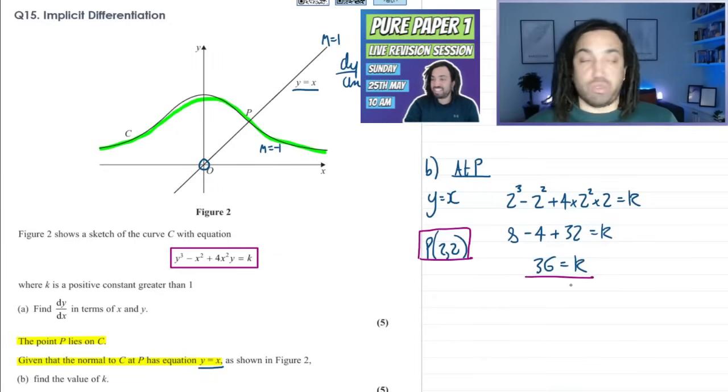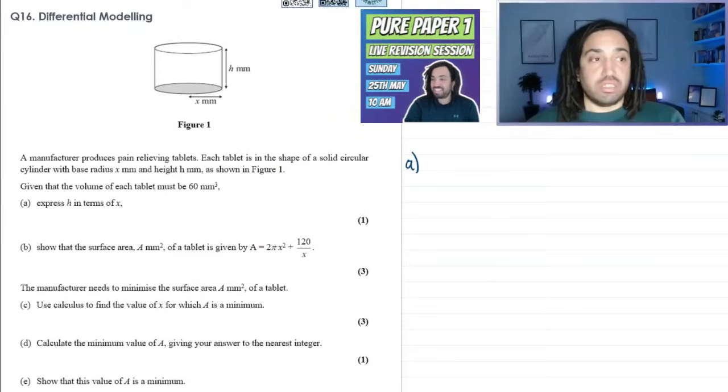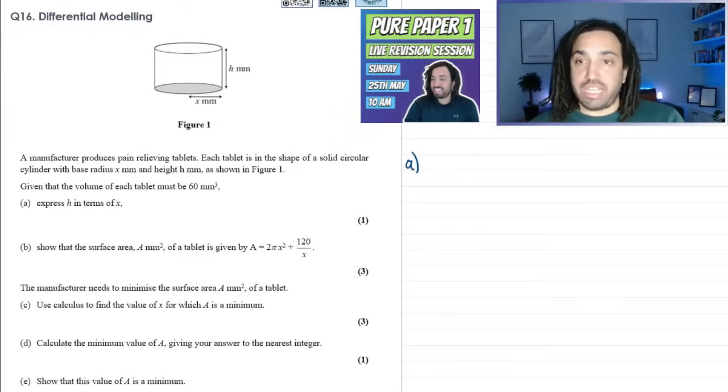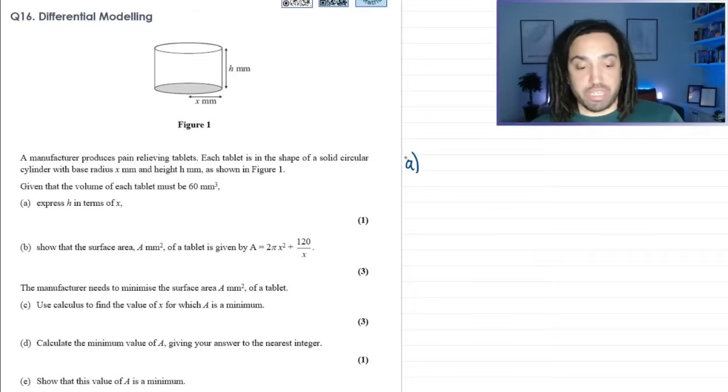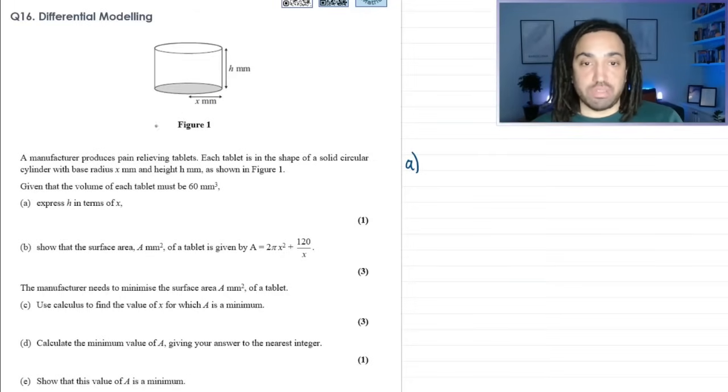Perfect. Cracking question that. Absolutely love that. Okay, question 16, differential modelling, and this is an interesting topic. It isn't like an AS topic, but it can always come up in the A level, and I've just got a sneaky feeling it might do this year. So that's why it's on my paper.